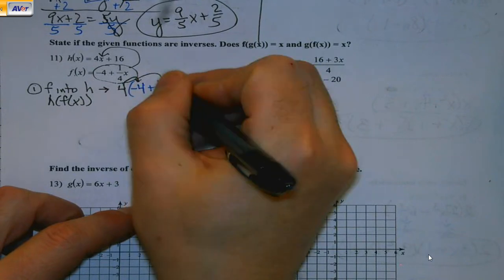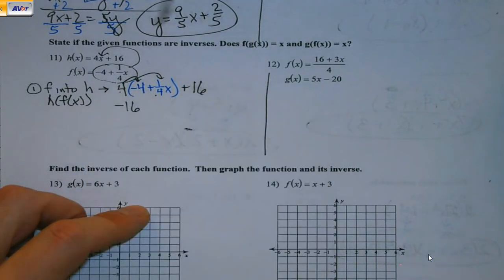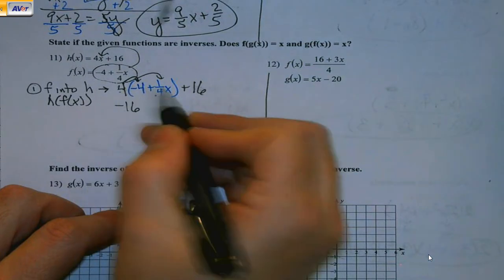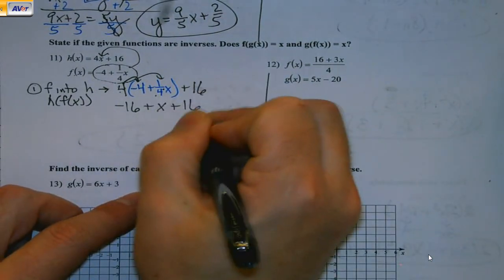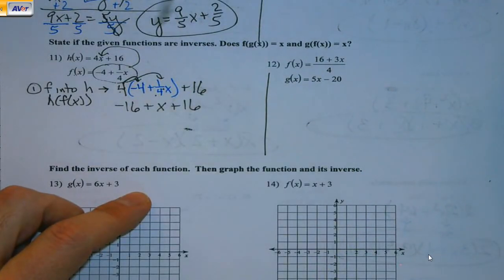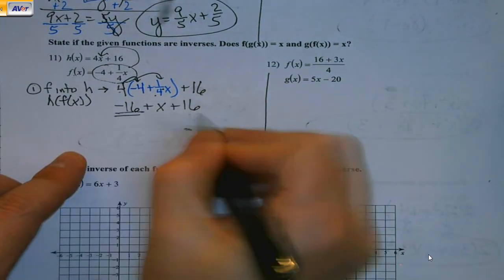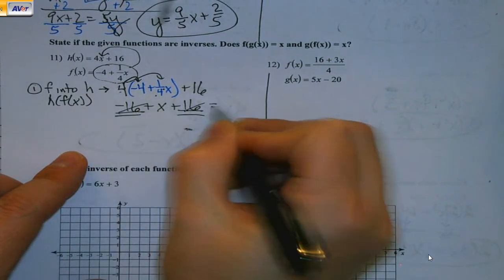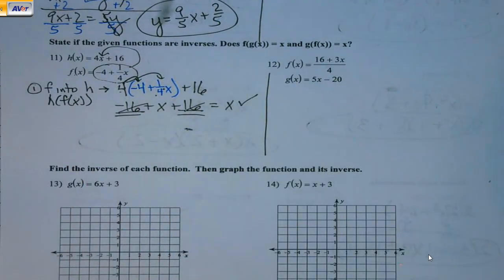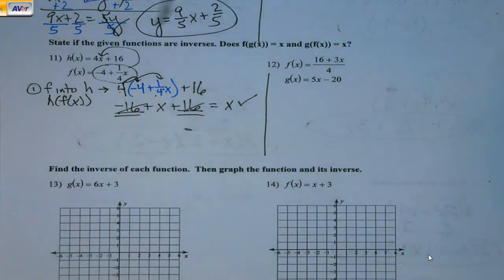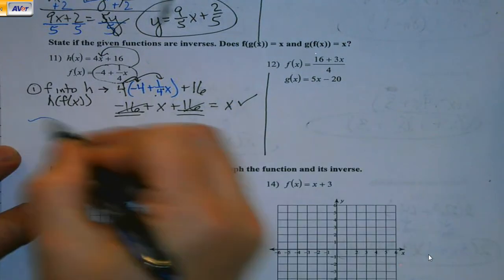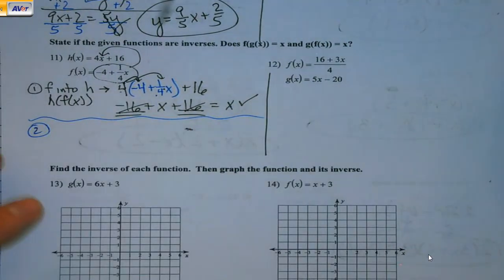So I distribute. 4 times negative 4 is negative 16. 4 times 1/4 is 1. I could do that on the calculator if I needed to. And if I have like terms, and I do in this case, 16 minus 16 cancels and leaves me with x, and that's what I want to happen. So I passed step 1. Now, if I'd have done all this and I got any other answer besides x, 4x plus 3, 15, something like that, it's no, and I'm done. But since I passed the first part, I need to do the second part now.